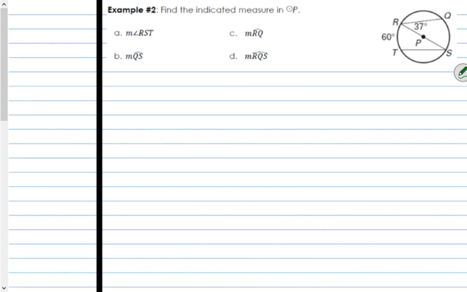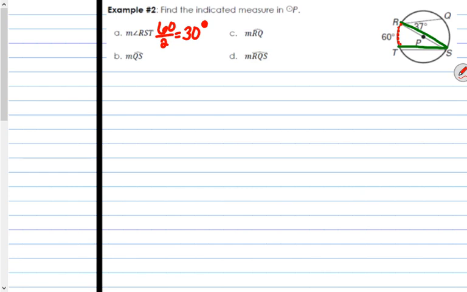So we're going to find the measure of some of the angles and arcs. The measure of angle RST. Well, we learned that the measure of an inscribed angle is half of the arc. So if the arc is 60 degrees, notice this is the arc it's intercepting. Half of 60 is 30 degrees. So the measure of angle RST is 30 degrees.